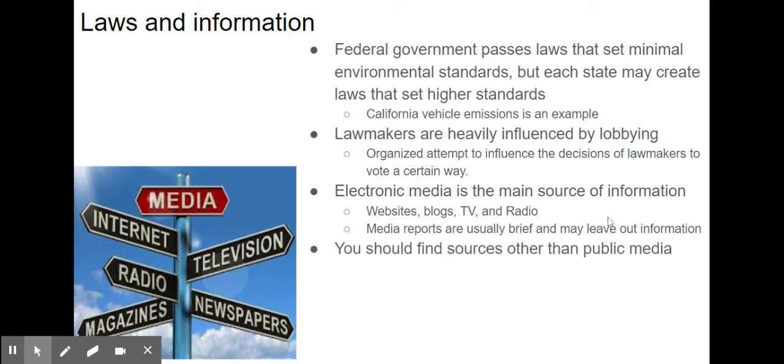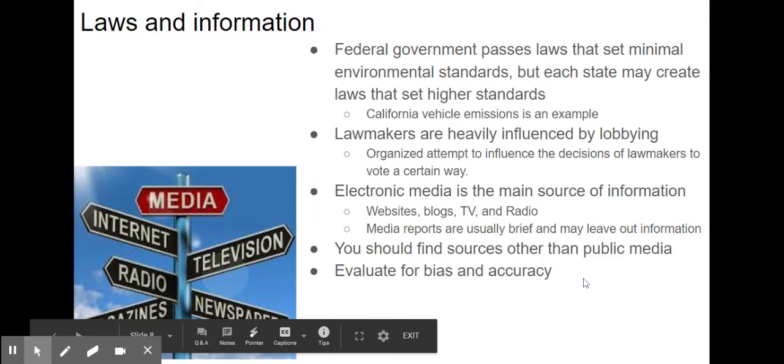You should find sources other than public media. So when you're researching information, don't just go by one TV source. You might want to look up an article somewhere in a newspaper or something like that.